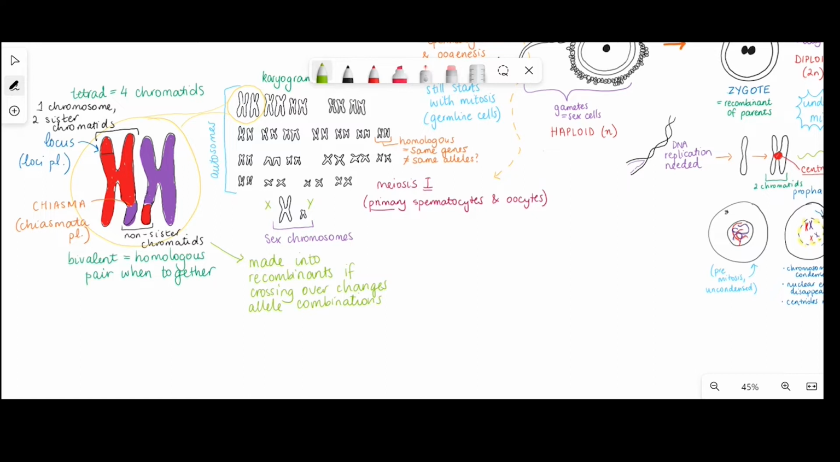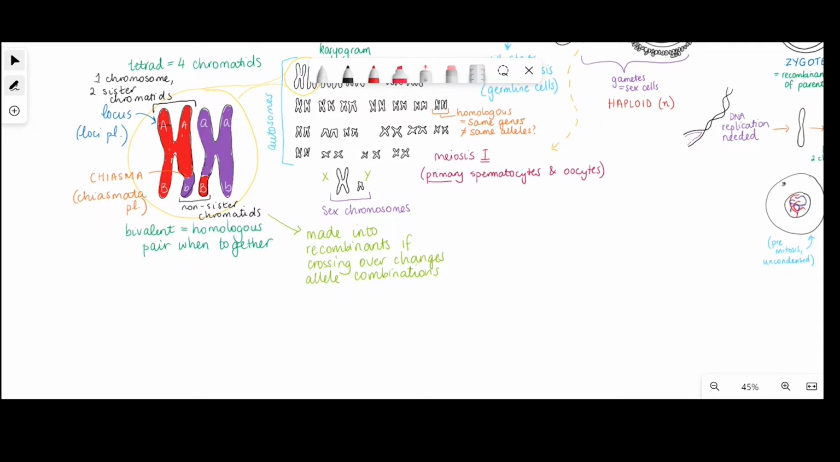So let's say we have genes A and B on these chromosomes, and that this person in our karyogram here, looking at this example, is heterozygous, so one of each allele for both genes A and B. So we'll put dominant A and B on this one and recessive a and b on this one, just to have a look at how they get switched over because of the crossing over of the non-sister chromatids.